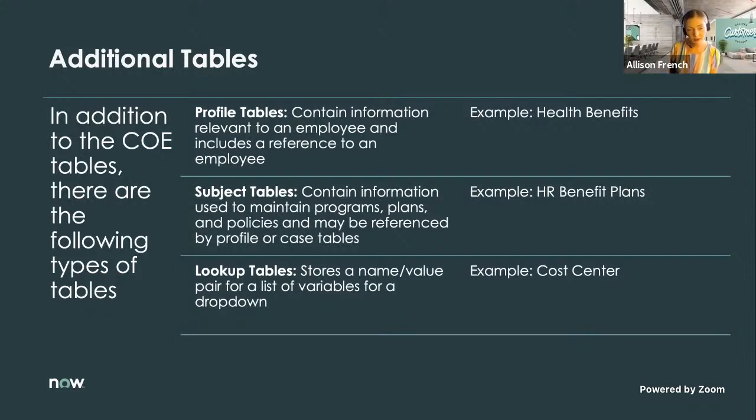The other type of table here are subject tables. This would contain information maybe used to maintain your programs or your plans or policies. And these types of tables may be referenced by a profile or by case tables. An example of a subject type table would be HR benefit plans. Next on the list, we have lookup tables. These store a name and a value pair for a list of variables that can be selected as part of a dropdown. Another example of this type of table would be cost center.